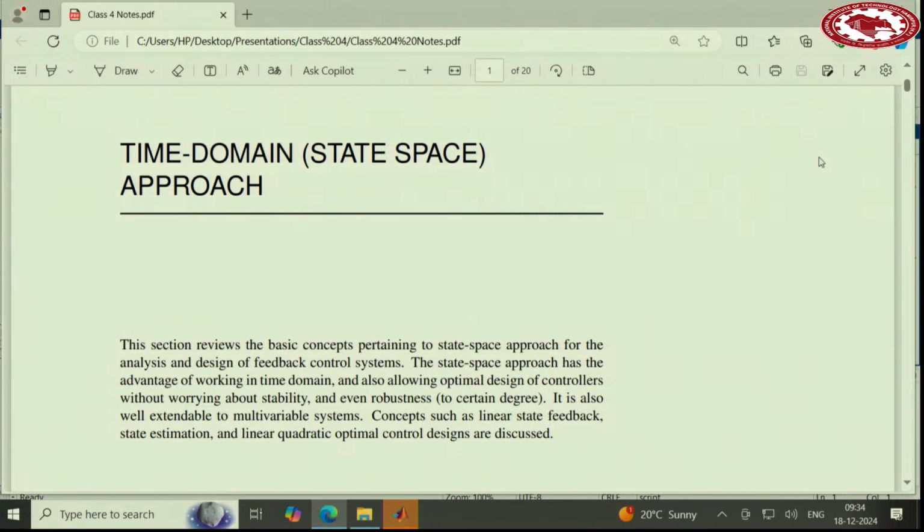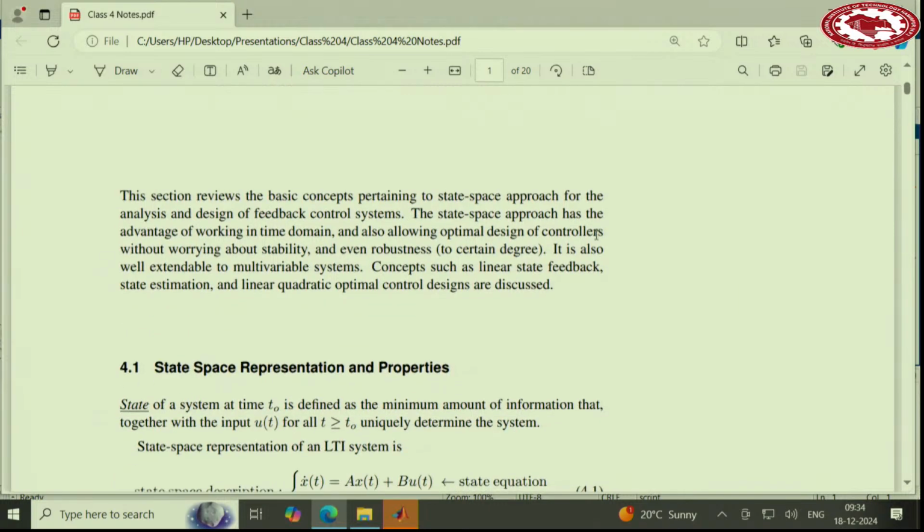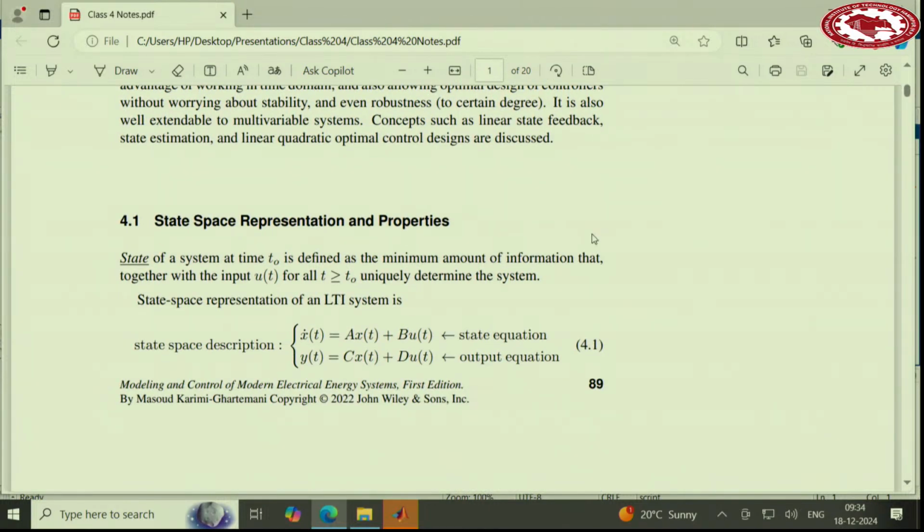Good morning, everyone. So yesterday we talked about the frequency domain approach. Now we will talk about the time domain or state space approach for control systems. Let's start with definitions. The central definition for this approach is the concept of a state. Over there, the Laplace transform or s variable is the central approach. Here, the central point is the state.